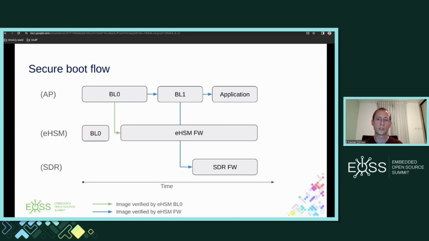Every image being loaded by the AP bootloader 0 or bootloader 1 is passed through the EHSM. Only after a successful authentication and decryption will this image be processed by the AP core. Switching between the AP images is done by either a reset or a direct jump to the next image.